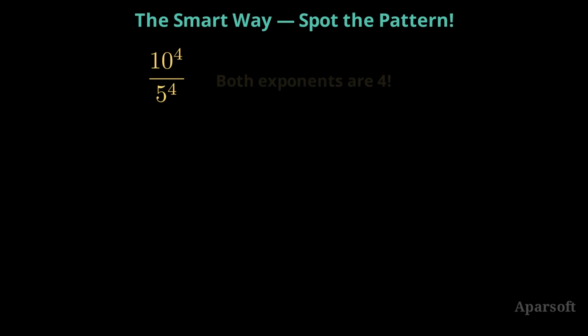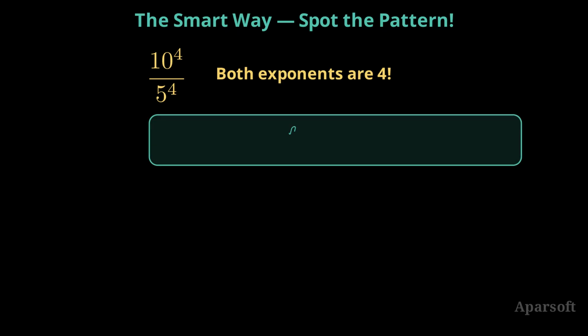Now for the smart way. Here is our original expression again. Notice something? Both the numerator and denominator have the same exponent, 4. That is no accident. Whenever the exponents match, we can pull out the common exponent. m to the a over n to the a equals m over n, all raised to the power a. Let us apply this property to our problem.